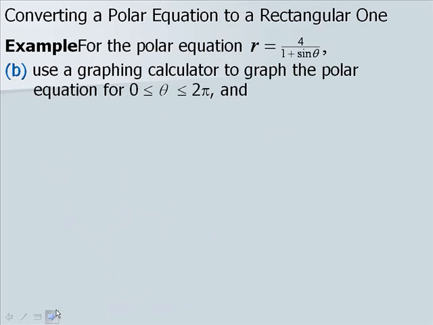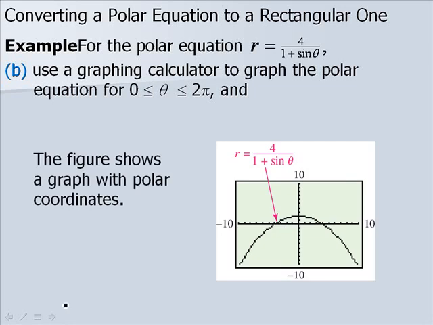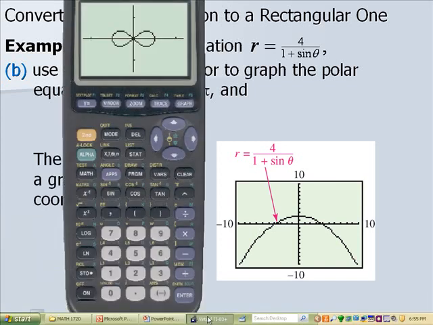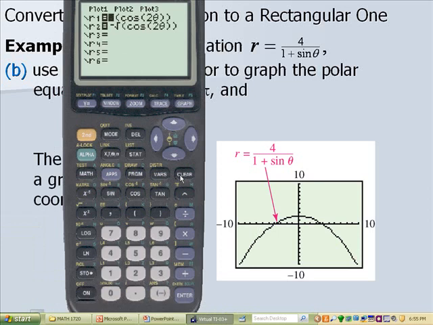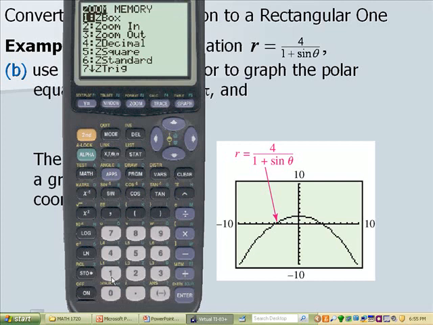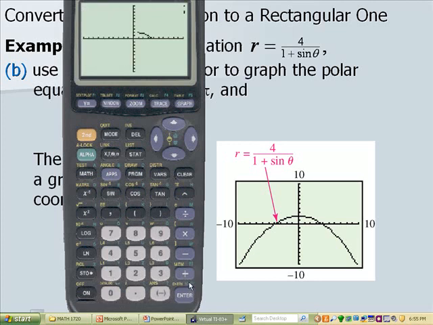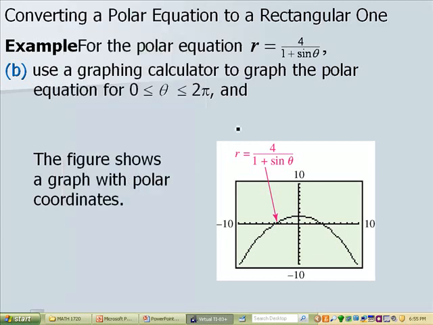Now we want to use a graphing calculator to graph the polar equation for theta between 0 and 2 pi. Here in this figure we see it graphed. If we pull up our calculator, we'll type in 4 divided by 1 plus the sine of theta, and we want to do zoom 6 to get the window they've indicated here. And notice that we have the same graph.